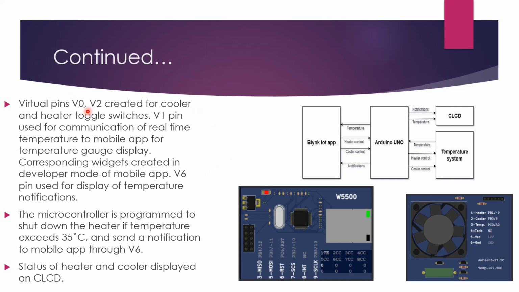Virtual pins V0 and V2 are created for the cooler and heater toggle switches. The V1 pin is used for communication of real-time temperature to the mobile app for the temperature gauge display. We'll be displaying the temperature of the room on our mobile app. Corresponding widgets created in developer mode of the mobile app are used for this display, and the V6 pin is used for display of temperature notifications. The microcontroller is programmed to shut down the heater if the temperature exceeds 35 degrees Celsius and send a notification to the mobile app through the V6 pin which we created earlier.